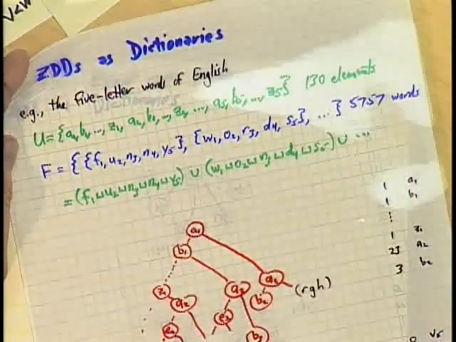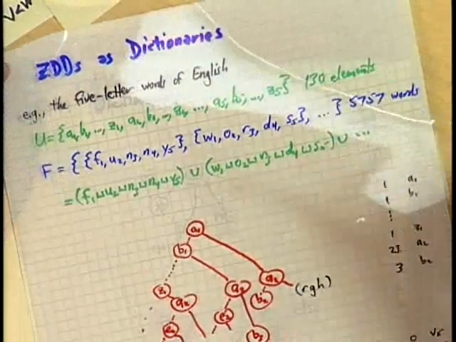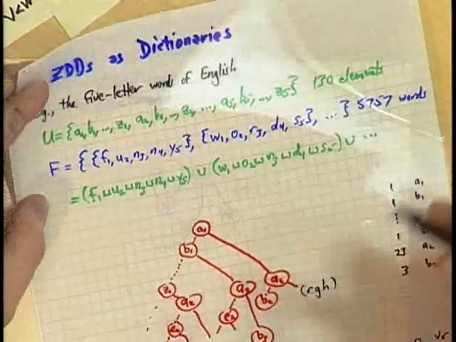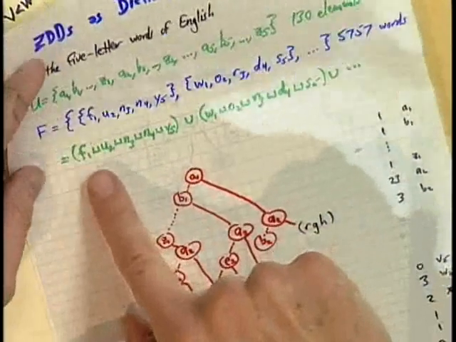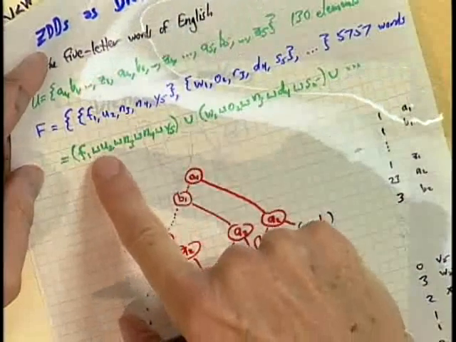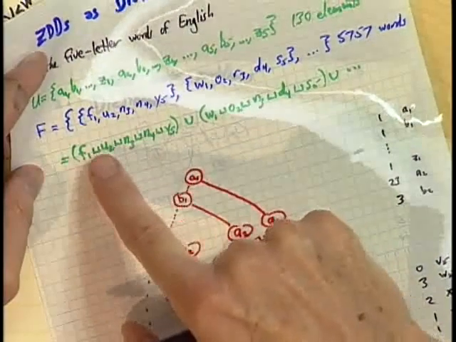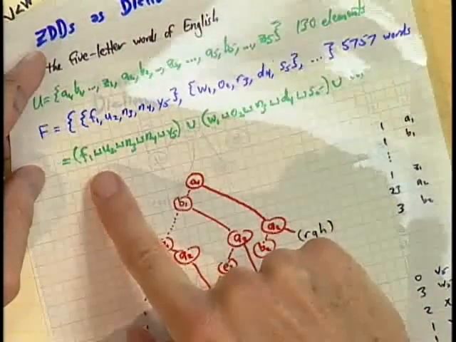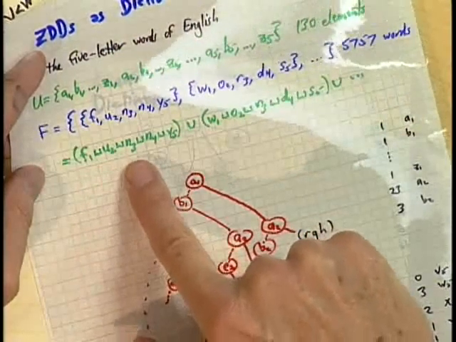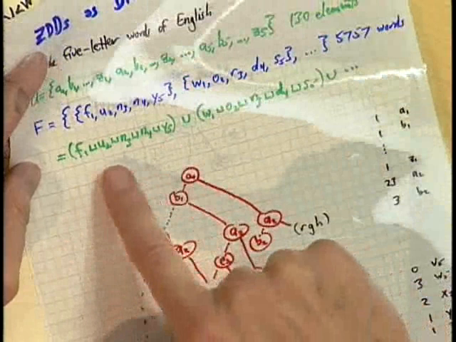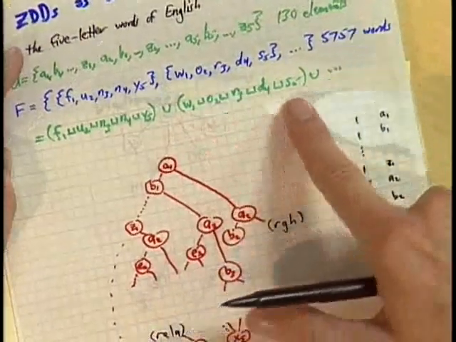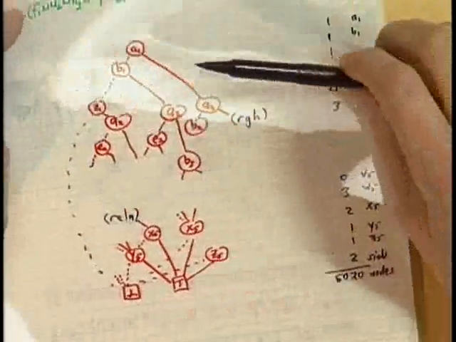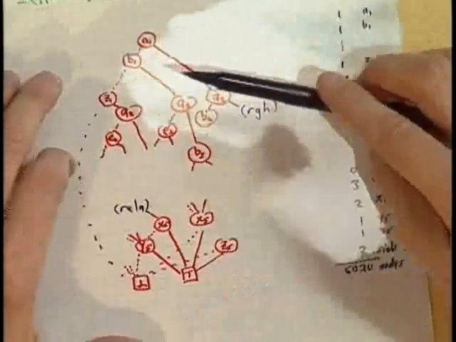Okay, so a family of sets, a family containing 5,757 sets, and I'm going to tell you in a minute why I write this in a notation with an F and a square union sign, instead of another symbol there. So this is F joined with U2 joined with N3 joined with N4. It's a join operation, joining elements together into a set. And here's words and so on. And this whole ZDD for all of the five-letter words of English starts out with A1.